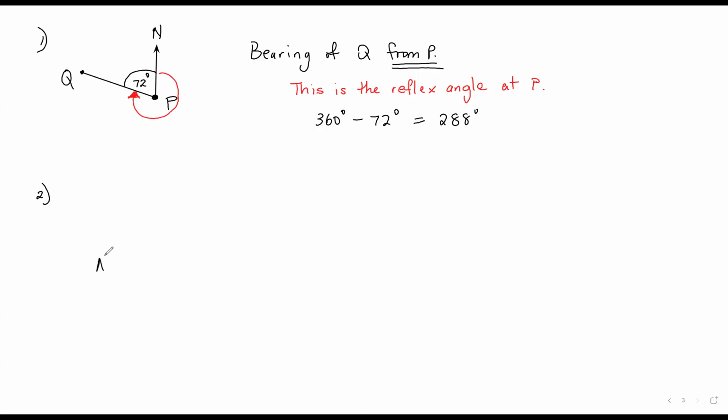Okay, so let's say I have a point A, another point B, and AB is connected here. I have my north line at A, right? And then this angle here is 62 degrees. I want to know what is the bearing of B from A? Anybody? What is the bearing of B from A in this one?